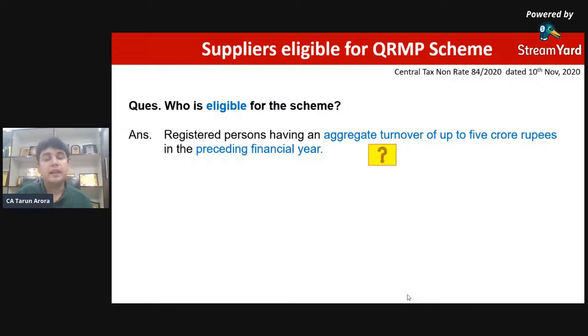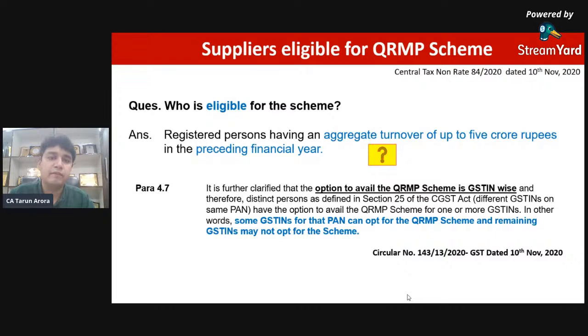Now, the important words over here are aggregate turnover. Again, it is pan-India turnover. It is pan-India turnover for all the GSTNs taken together. So for all the GSTNs taken together, the turnover limit is 5 crore rupees. Now I received a query from one of the professionals that under QRMP scheme, I have 2 registrations, say one in Delhi and one in Gujarat. My Delhi turnover is 10 crore rupees. My Gujarat turnover is 50,000 only. So I can opt for QRMP scheme for Gujarat registration. And when I asked him what is the basis for his conclusion, he said para 4.7 of circular number 143.